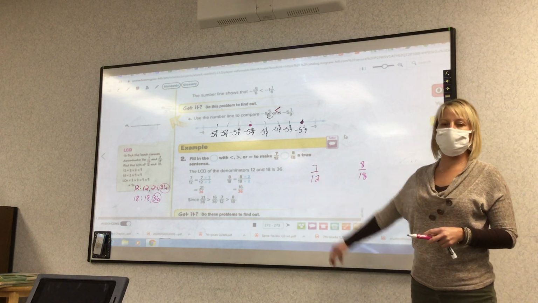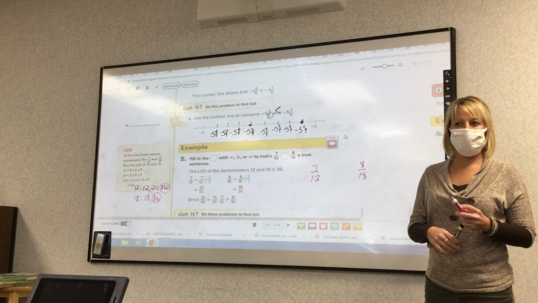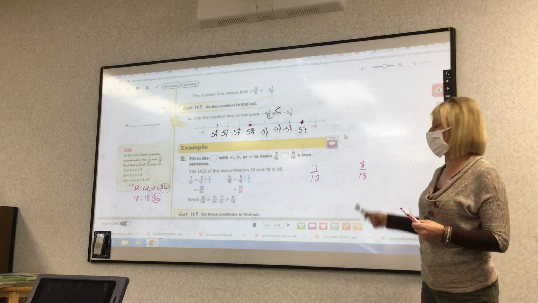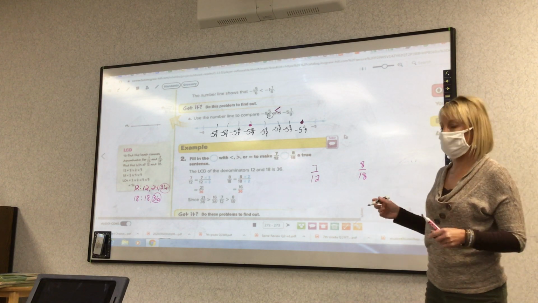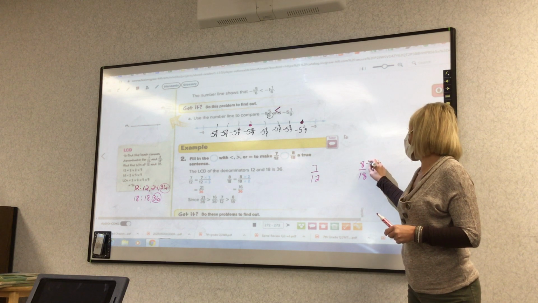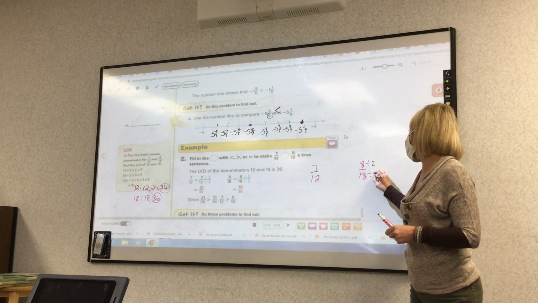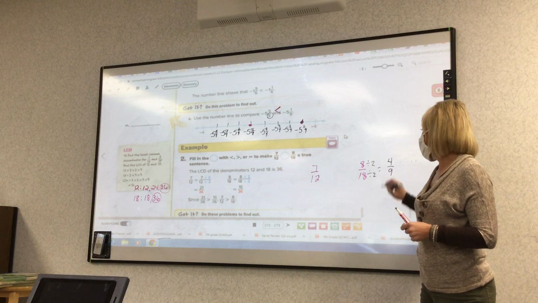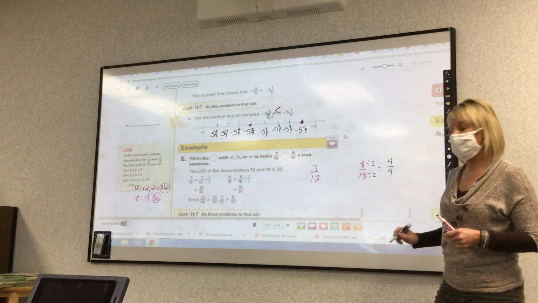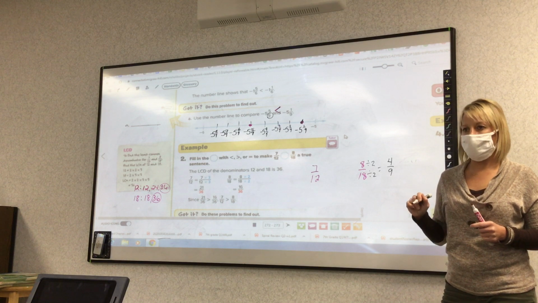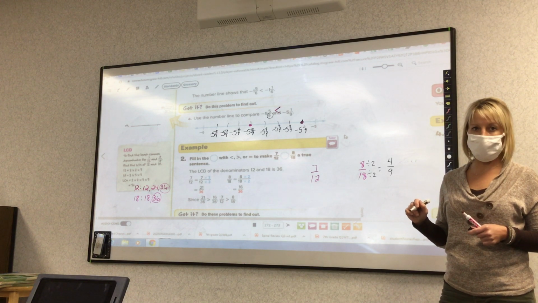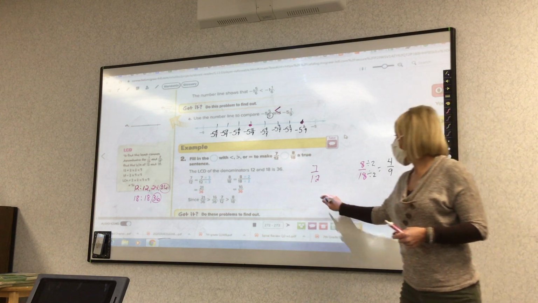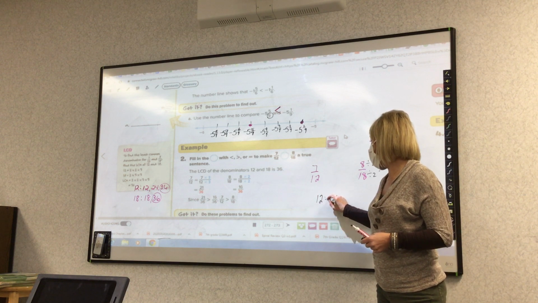Can I reduce 7/12? No, I can't. But can I reduce 8/18? Yeah. By what? Not 8, just 2. That's it. I can reduce it, and it becomes 4/9. Do I know my 9s? Yeah, I should. Do I know my 12s? I should. So I'm gonna count by 12.